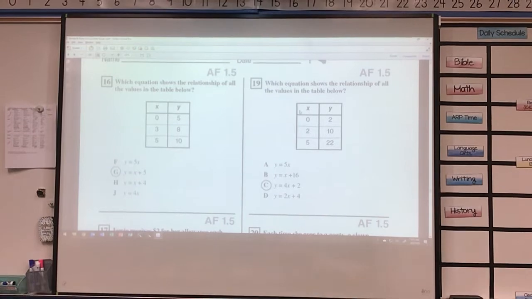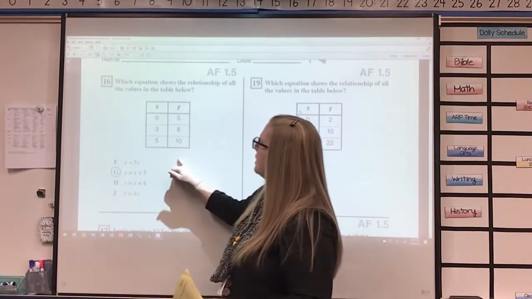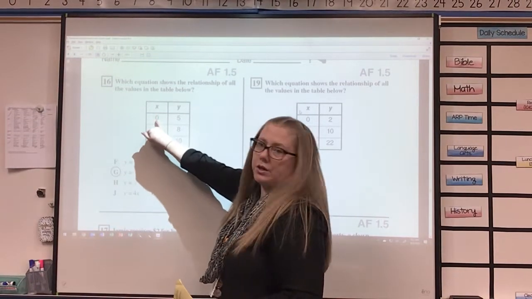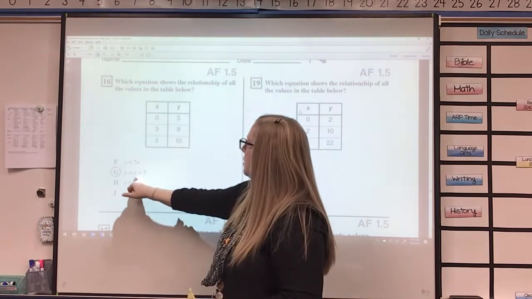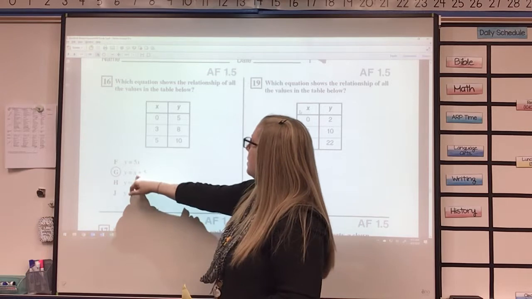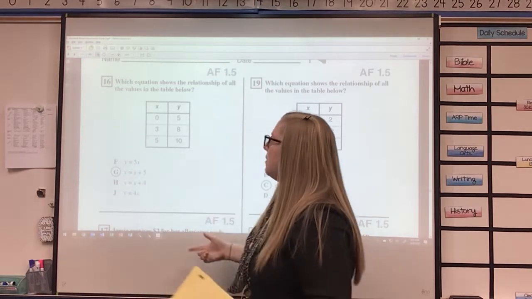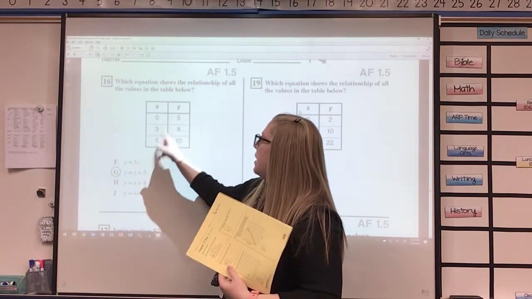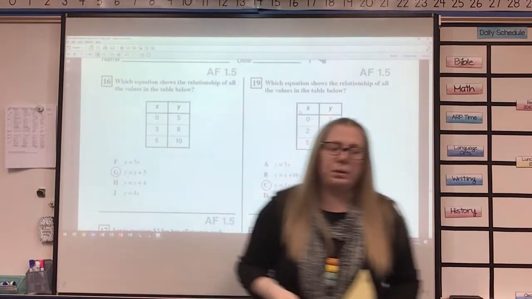Again, this is one that I would plug in these numbers, and I would say, okay, 0 for X, 0 plus 5 is 5, that works. 3 plus 5 is 8, and so on. If I do 5 times 0, I get 0. Okay, so plug those in.